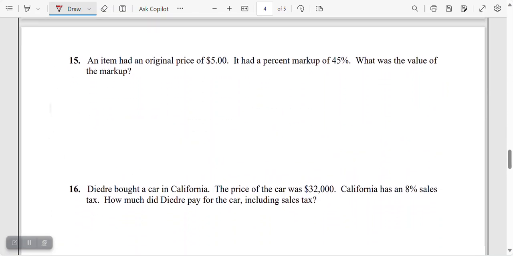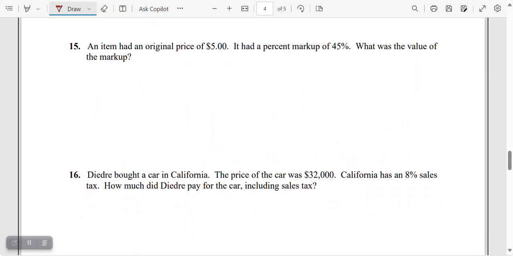Moving on to the last page, we have a couple more questions here. An item had an original price of $5. It had a percent markup of 45%. What was the value of the markup? Okay, so here's where it's important to make sure you're reading the directions. We just want to know how much the markup was.